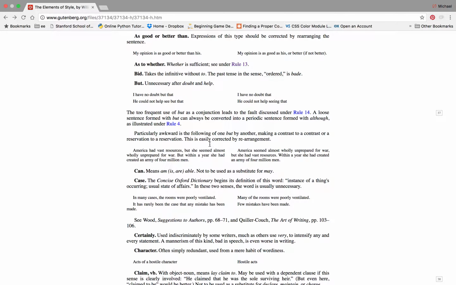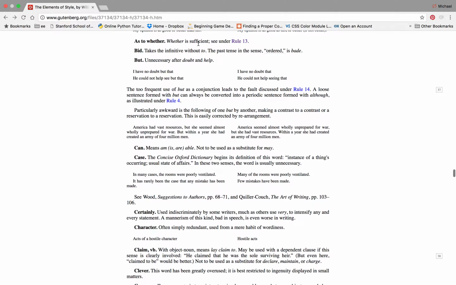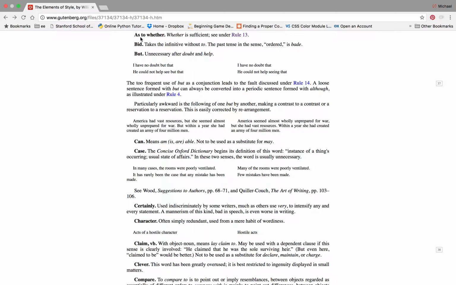"As good or better than." "My opinion is as good or better than his," bad. Interesting. "My opinion is as good as his, or better," or "as good as his, if not better." So you don't want to use "is as good or better than his" without separating them. Interesting. "As to whether." "Whether" is sufficient.